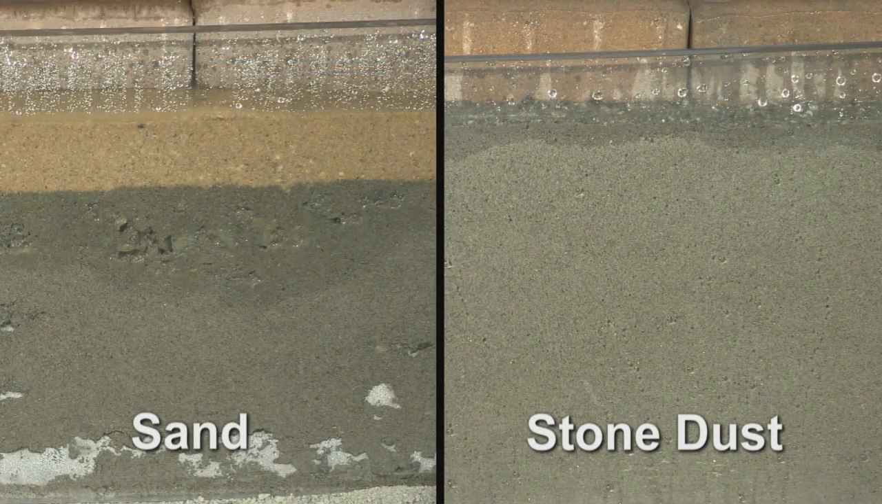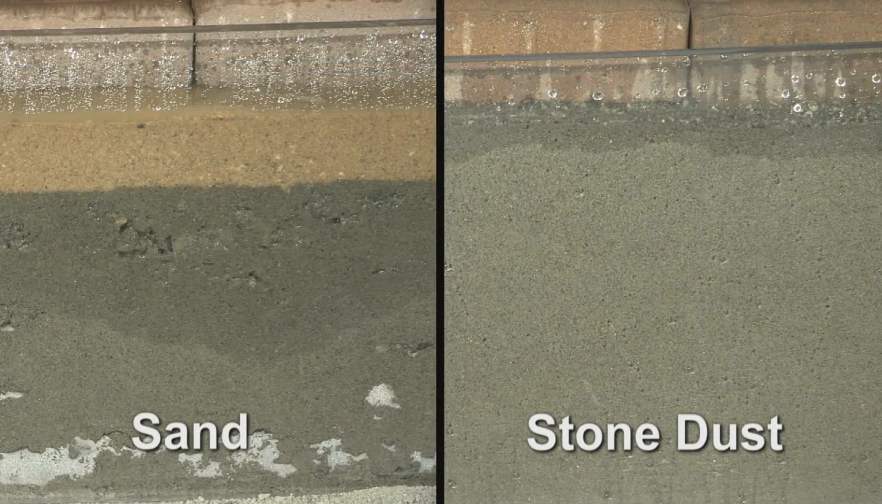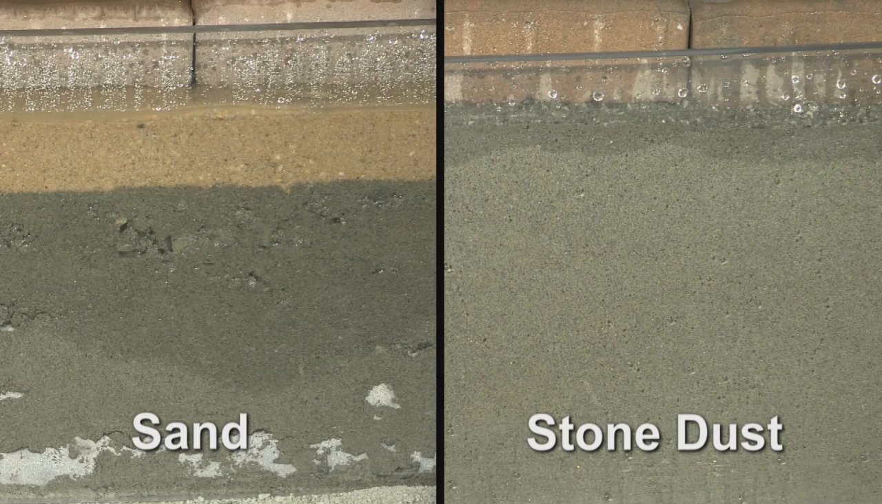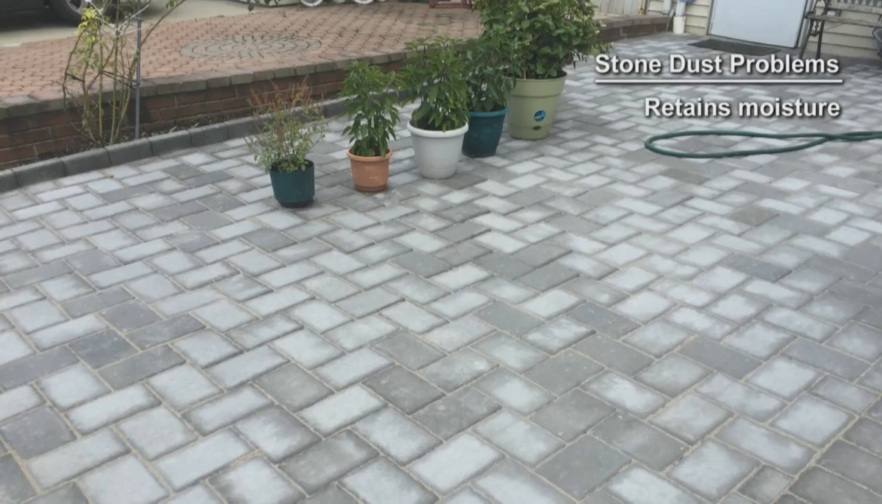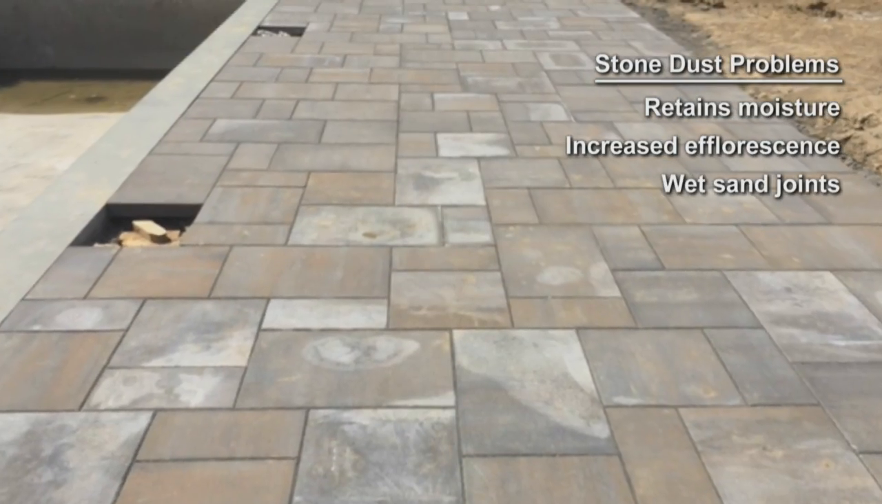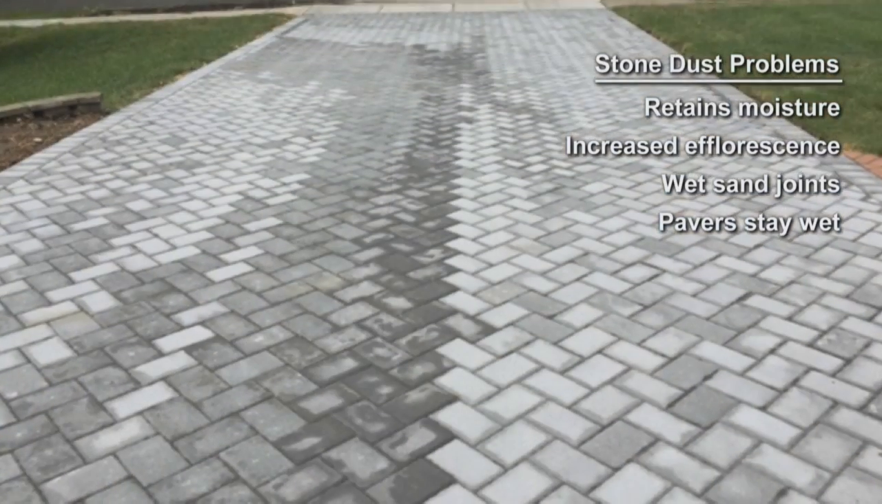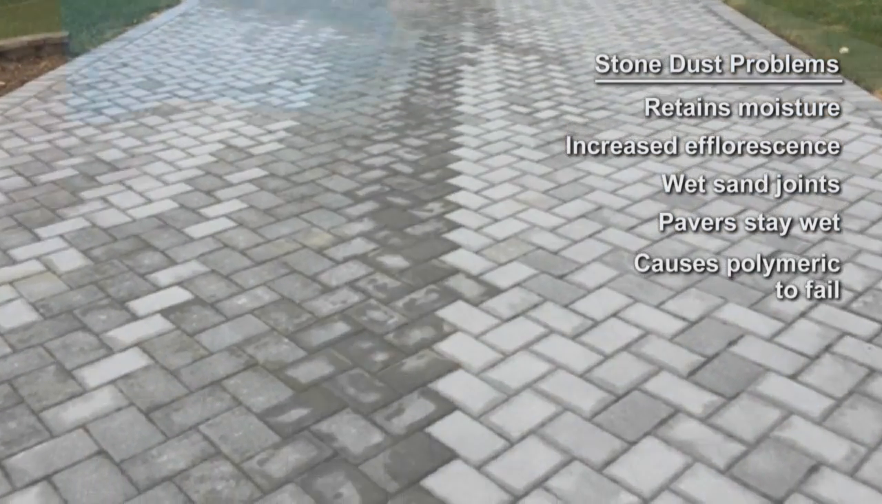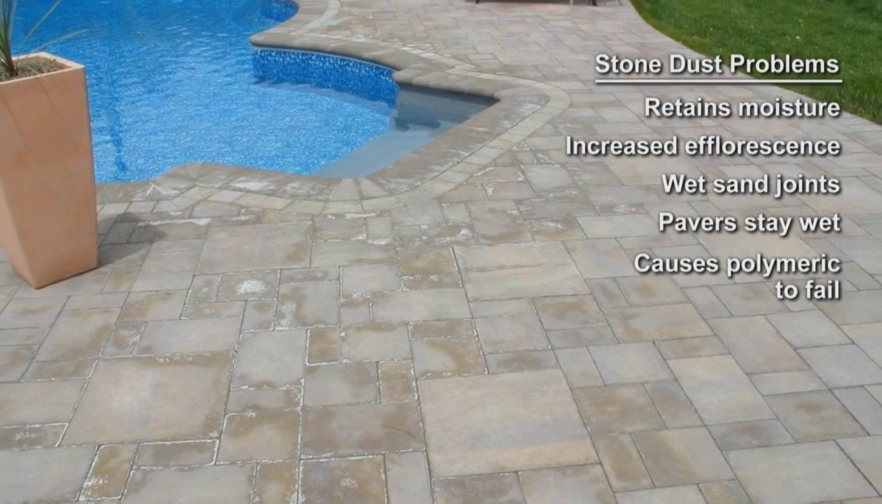Notice how the water drains out of the side with the sand, while almost no water drains from the side with the stone dust. In markets that install over a concrete base, this is why it is critical to use sand and place weep holes in the concrete slab for water to exit off the installation. Stone dust and holding moisture also leads to increased efflorescence, wet sand joints, and the pavers staying wet. In some cases, it also causes the polymeric sand to fail.